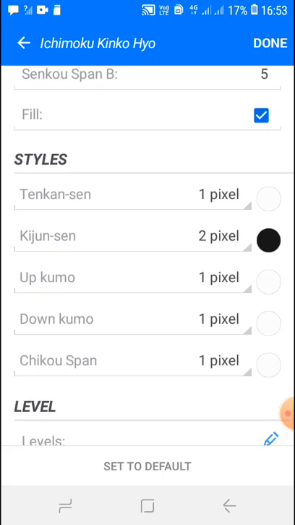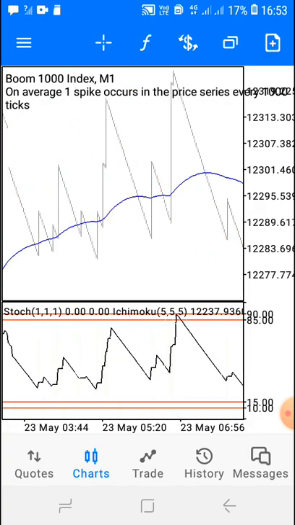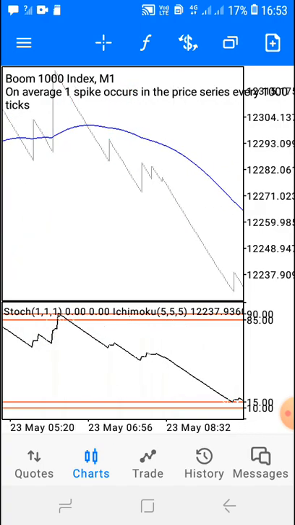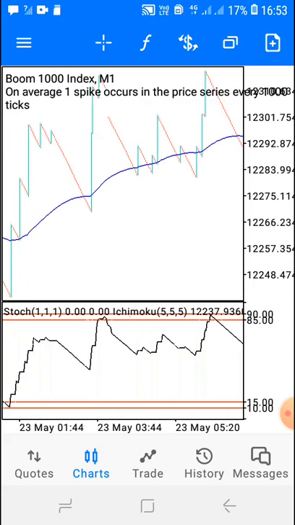The reason why I changed these colors is because I only want one line on my chart. Check this out. We only have this one line, but if we use a normal Ichimoku, we're going to have a ton of stuff between our stochastic. We only need this one line to make the strategy work.